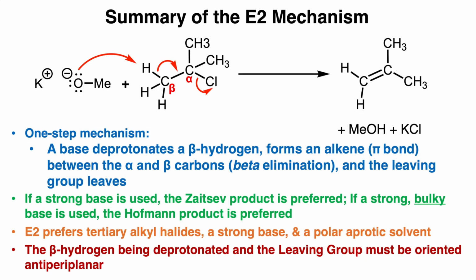So in summary, the E2 mechanism is a one-step mechanism in which a strong base deprotonates a beta hydrogen, forms a new pi bond in between the alpha and beta carbons, and the leaving group leaves to form the new alkene product. If a strong base is used, then the Zaitsev product is preferred. But if a strong bulky base is used, then the Hofmann product is preferred. Overall, E2 prefers tertiary alkyl halides, a strong base, and a polar aprotic solvent, and the beta hydrogen being deprotonated and the leaving group must be oriented to be anti-periplanar to one another.